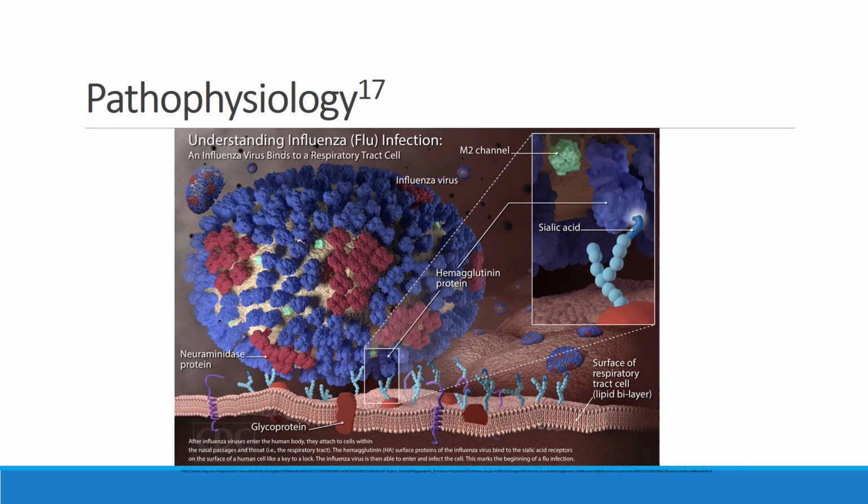Also on the surface of these cells is M2 or matrix protein that acts as channels for RNP or ribonucleoprotein to enter the host cell once the virus attaches to the lipid bilayer. To attach to the host cell initiating infection, the hemagglutinin proteins bind to sialic acid receptors on the surface of the host cell. Once attached, the virus can then enter host cells through endocytosis.